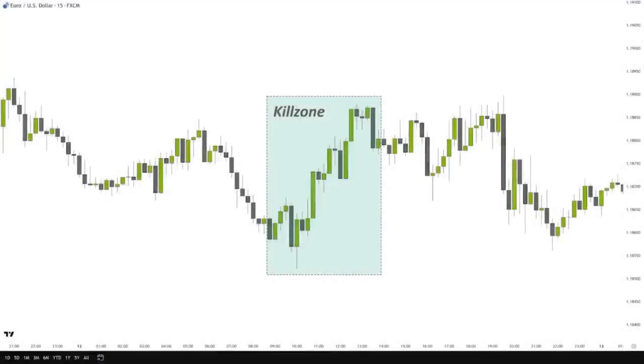The ICT London kill zone is one of the most important time windows for traders who focus on intraday market movements. By understanding how liquidity works and how institutions operate during the London session, traders can better identify potential opportunities. Instead of watching the charts all day, you can simply focus on this specific time window and wait for clear setups to form.